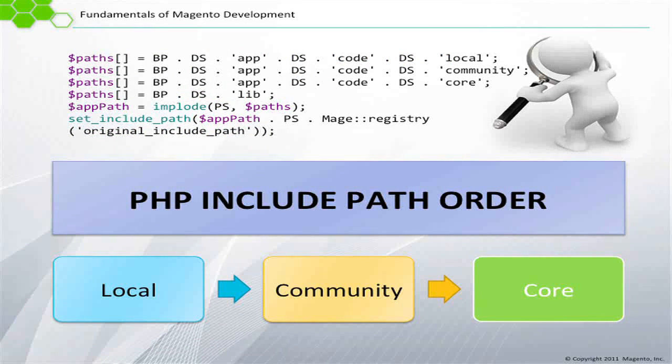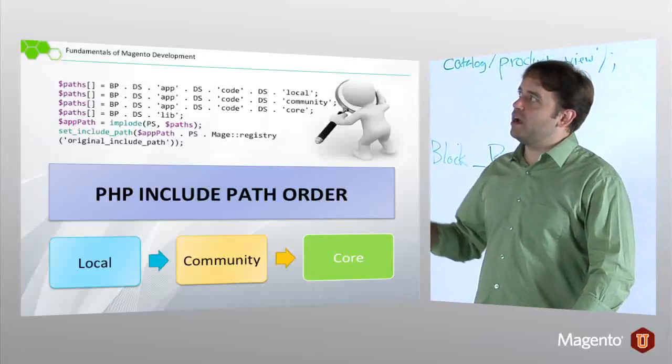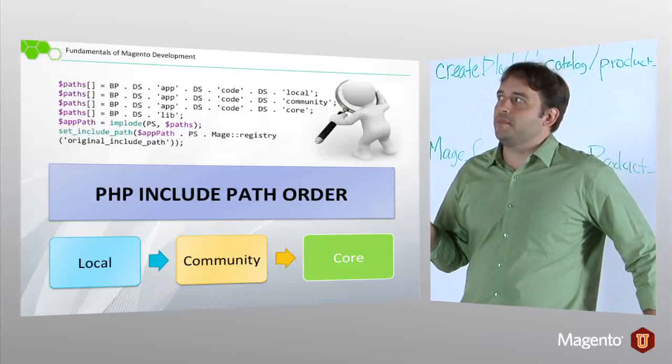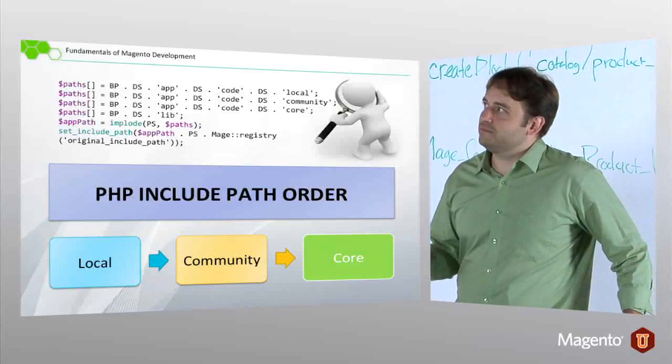Now you remember this. This is from app Mage.php. This was the part at the top. So this include path order, the order of precedence, local, community, core. Again, that's where this comes from. It's just simply the order in which we build out this array, and then the string. Yeah, it's that easy.